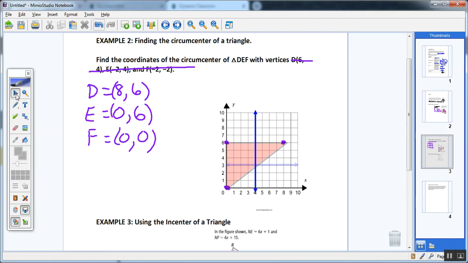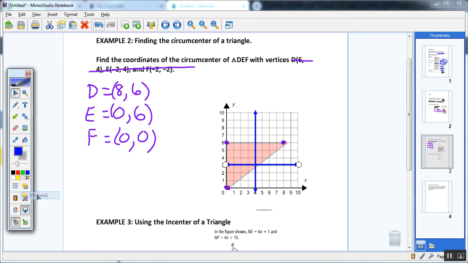Oh, I want to fix that. And it makes sense too. Your circumcenter has to be where, kids? 4. Okay.